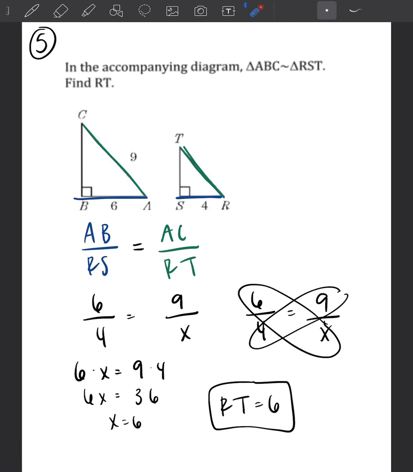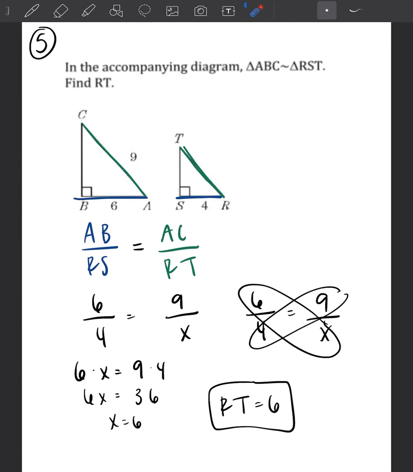All right, for 5, we are given that triangle ABC is similar to triangle RST. Note that squiggly line right there. So we'll see AC corresponds with RT and BA corresponds with SR. Set up your proportion. AB over the corresponding side RS, AC over the corresponding side RT. Plug in your values and your missing value. So cross multiply to get 6 times X equals 9 times 4. You solve for X, and RT equals 6.